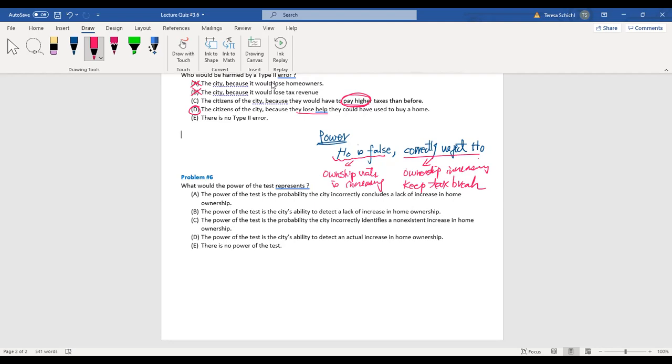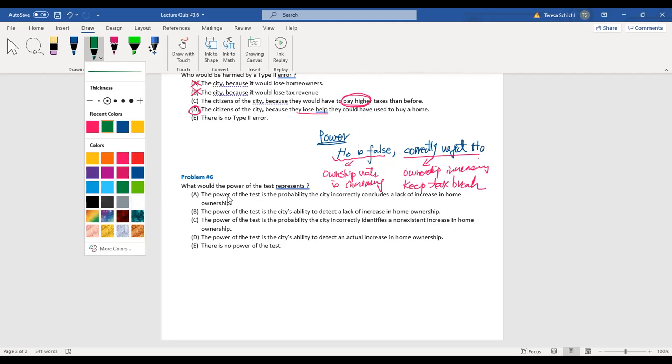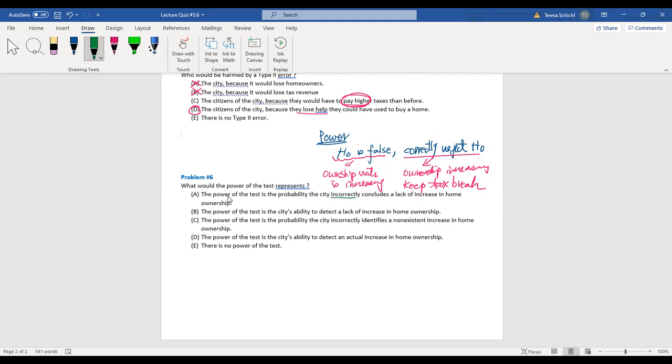Let's see part A, and what is not right in the statement. It says the power of the test is the probability the city incorrectly concludes a lack of increase in home ownership. No, did the city correctly conclude the ownership is increasing? The second one: the power of the test is the city's ability to detect a lack of increase in home ownership. No, they did not say that. Then C: the power of the test is the probability the city incorrectly identified an increase in home ownership. No, they correctly identified the ownership increase.